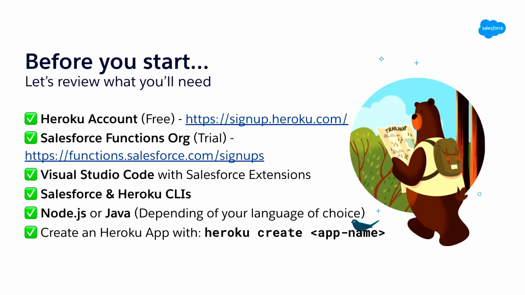You will need Visual Studio Code. It's the IDE of choice for writing functions. You need the Salesforce and Heroku CLIs. Make sure you have the latest Salesforce CLI because it's the one that comes with the sf command. That's the one we use to interact with functions. And the Heroku CLI is the one that we will use to perform the attachment of the data resource with the functions.